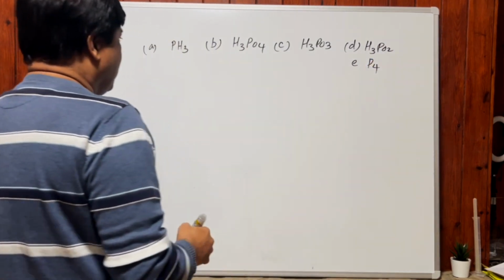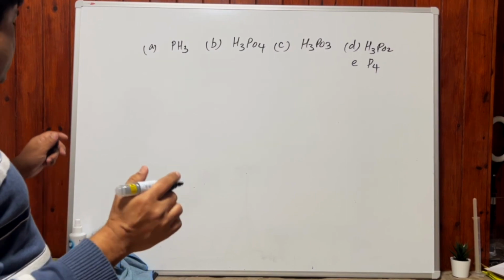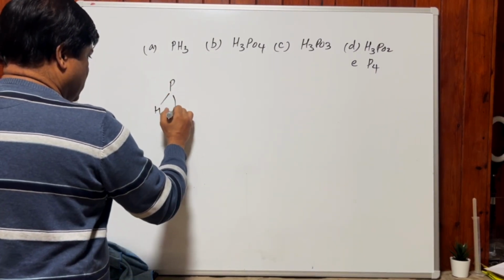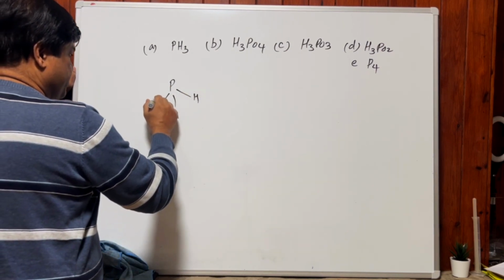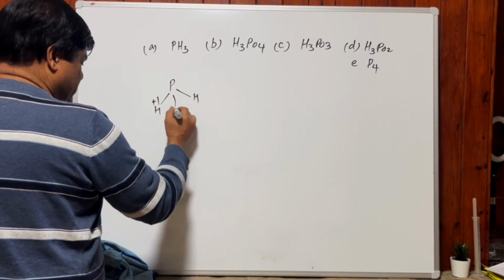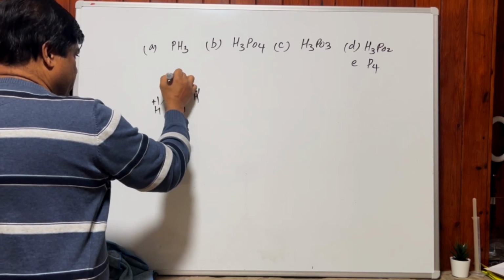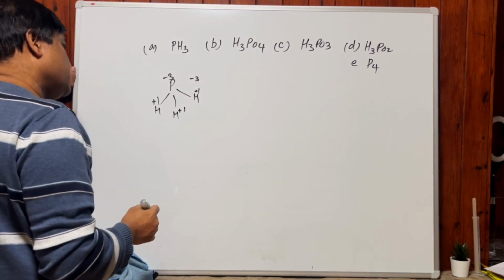Let's see. Phosphorus also shows variable oxidation state. Phosphorus, hydrogen, hydrogen, hydrogen. So hydrogen is less electronegative, so +1, +1, +1, and -3 on phosphorus. So -3 oxidation state.